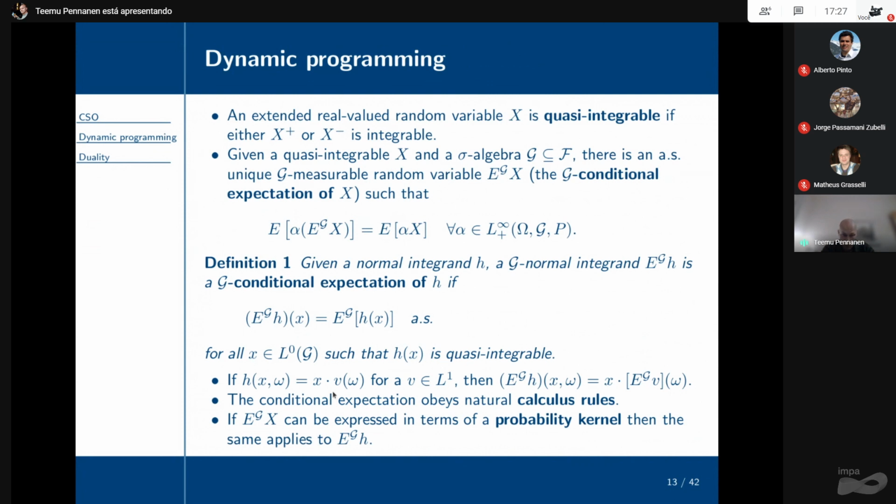In the case of a linear normal integrand, so here you have some random vector v, and your normal integrand is simply a linear functional with that slope. In that case, the conditional expectation is exactly what you would expect. You simply take the conditional expectation of your random slope v. There are many calculus rules, so this conditional expectation is a fairly robust property. If you know how to compute that in simple cases, then you will know how to compute that in more convoluted cases constructed by algebraic operations.